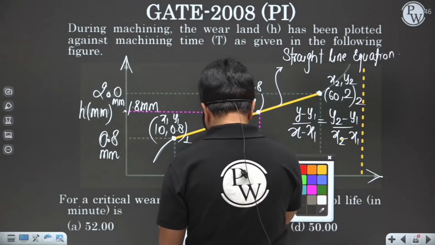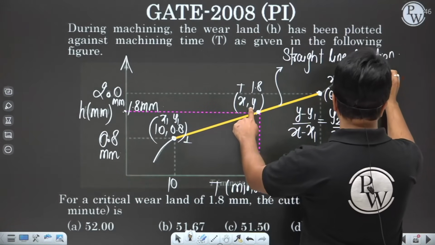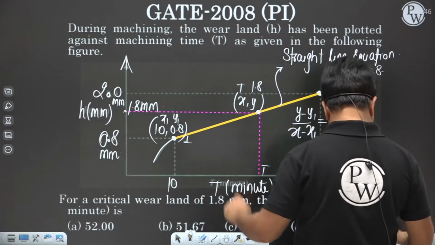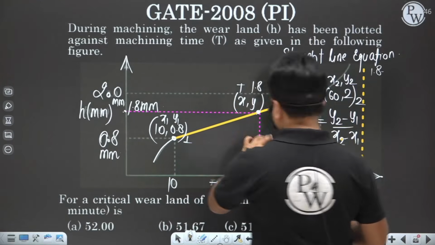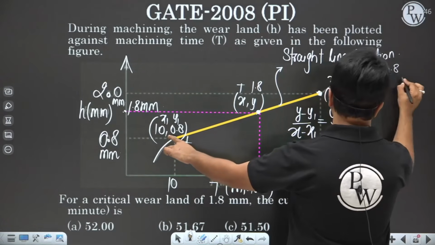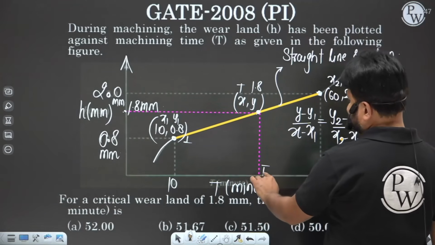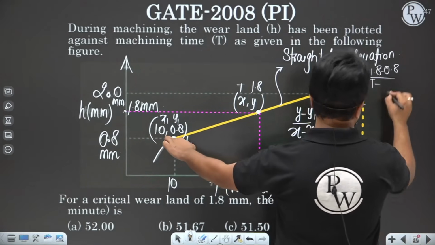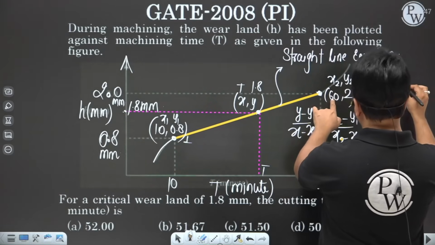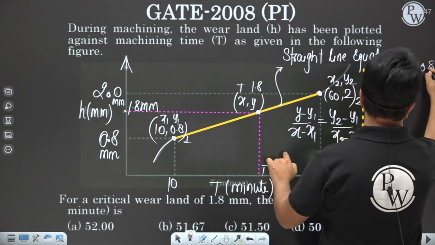Okay, I will try to solve here. See here. Now, y1 is 1.8 minus, sorry, y1, that is 0.8, right? Divide by x, that is t, you have to find, minus x1, that is 10, equal to y2, that is 2, minus y1, that is 0.8.